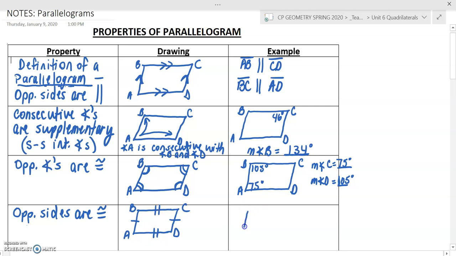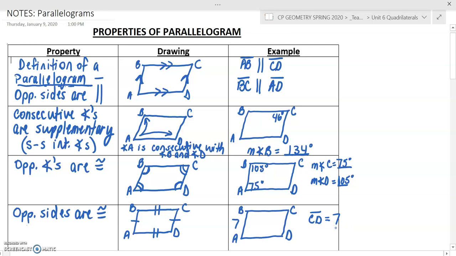All right, so here's an example. Again, A, B, C, and D. Now, let's say that side AB is 7. So then if I said to find side CD, that would also be equal to 7.